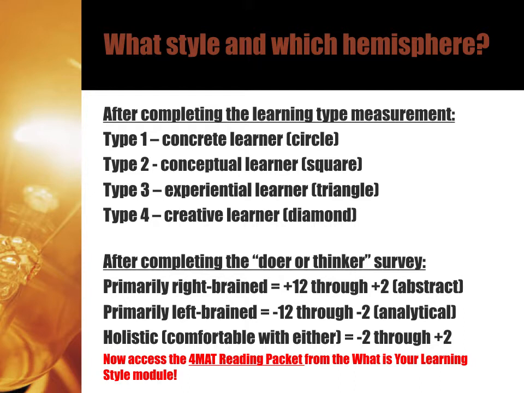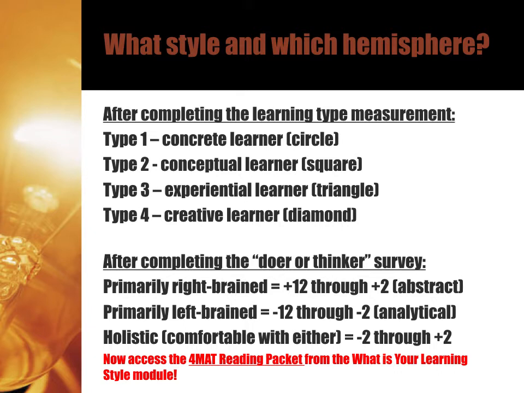then you would primarily be a type 1 learner. A type 2 learner, which is the conceptual learner, would have been the square on the measurement. The type 3 is the experiential learner, which is the triangle, and the type 4 is the creative learner. In our next slide, we'll speak more directly about what each of these learning styles means, what in regards to instruction best enhances that particular learning style, what they dislike, etc.